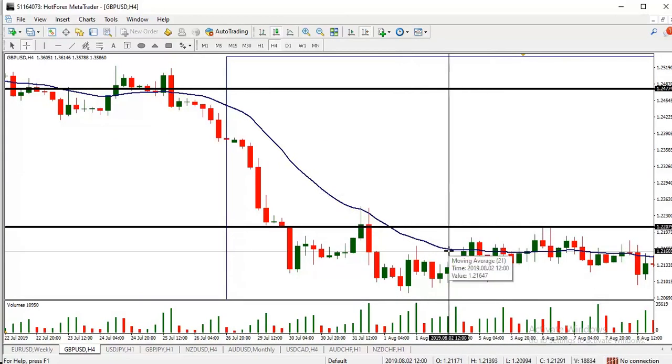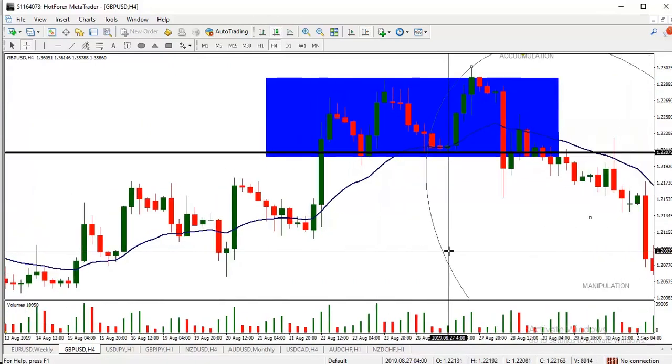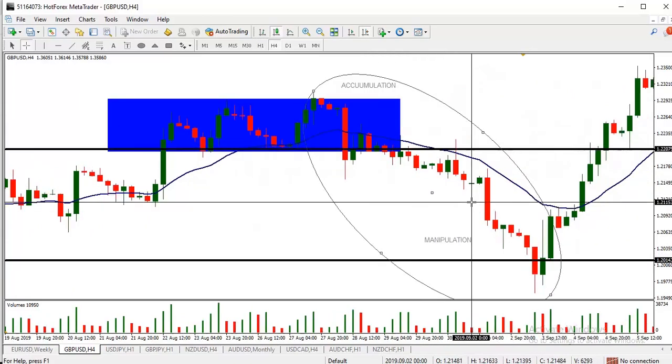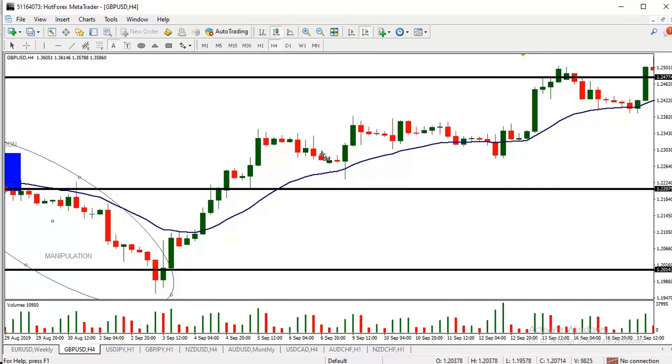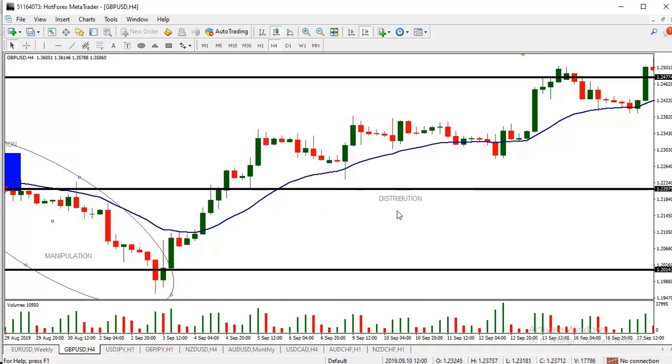So they are telling us that what? We want to retrace this, but before we do, we are going to do what? Accumulate, manipulate rather, then we will distribute. It is at the distribution that they will hit your target. So you want to ensure that you position yourself at the distributional level, at that level where they distribute the price to hit the target. So this is your distribution.